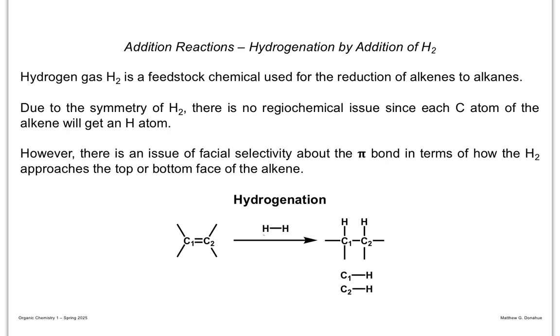Because you're starting with an electrophile with both of the elements, there's no regiochemical issue. Whether H2 adds this way or that way, you end up with the same product. So both carbons 1 and 2 end up with hydrogens. The carbons are now sp3 hybridized.